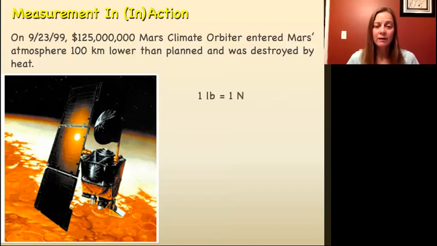One set of scientists was working in pounds, or the US customary system, and one set was working in newtons, or the metric system. 1 pound is not equal to 1 newton. 1 pound is almost 4.5 newtons. And so the thrusters did not have enough energy to slow the descent of the orbiter, and we lost a $125 million spacecraft and about 10 years of work.